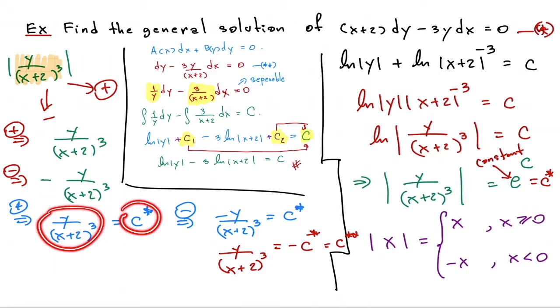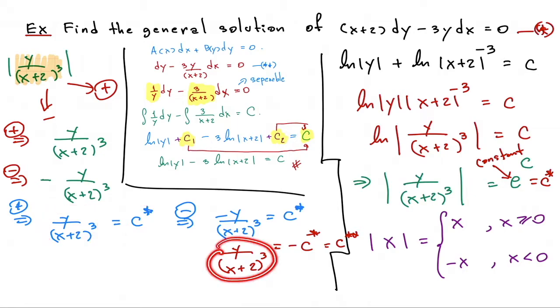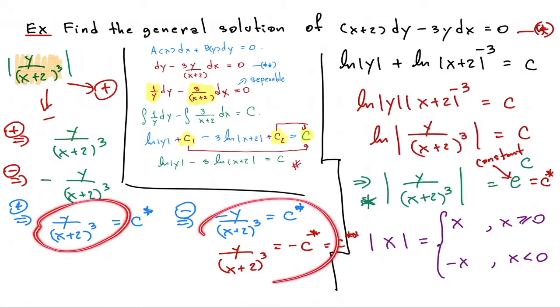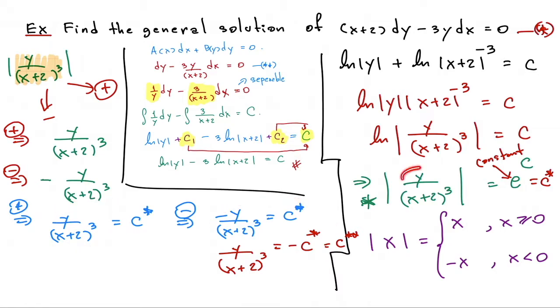In case that is negative, you get that this equals some constant as well, right? So what I'm saying is that from here, you can just take the absolute out, because in either case, you will get this equals some constant, right? It can be c star, it can be c double star, but it doesn't really matter because they are just constants, right? They're the same thing.